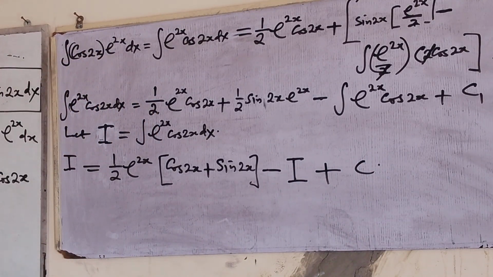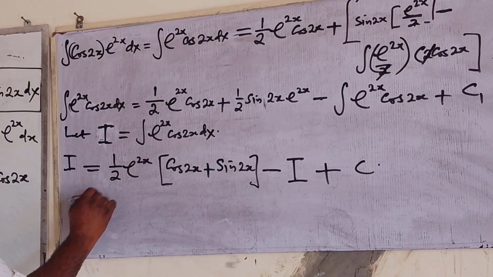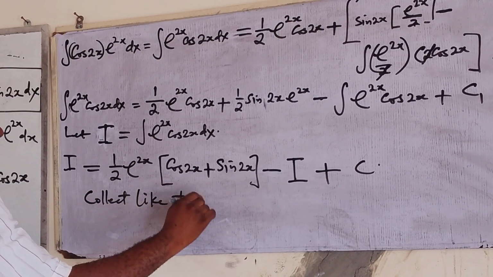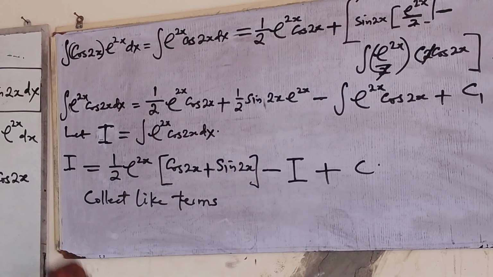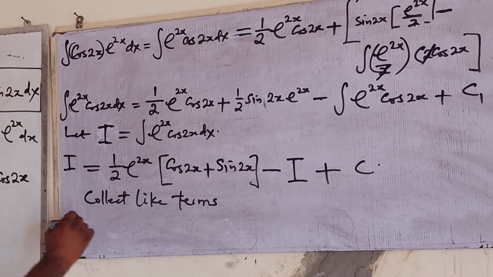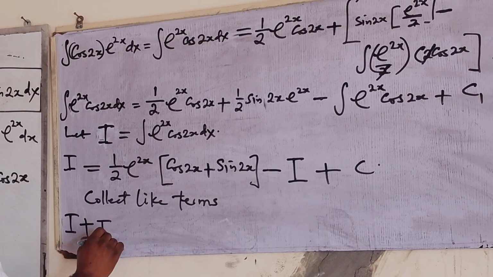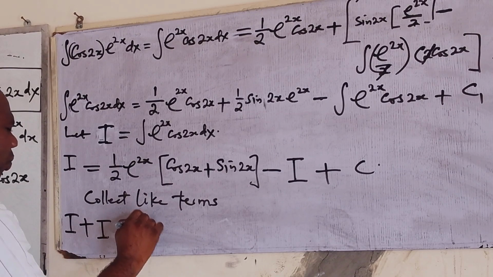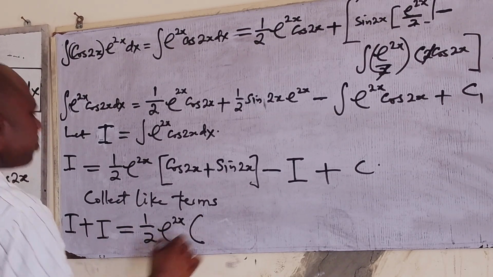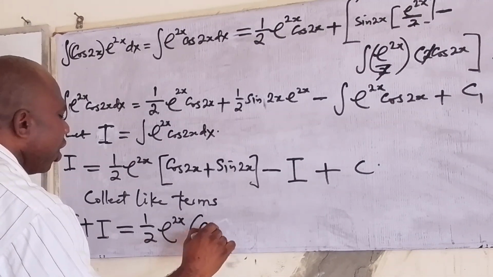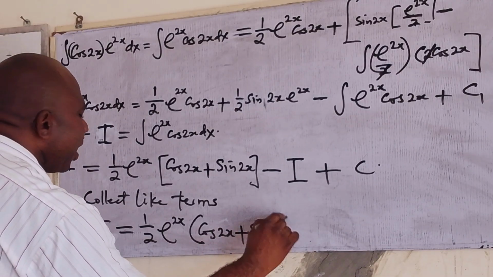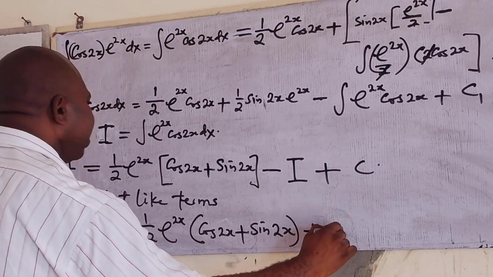So in this case, I want to collect like terms. Now collecting like terms, collecting the I. So here we have I. When you bring this minus I to the left hand side, it becomes plus I. And that will be equal to 1 all over 2 e raised to the power of 2x in brackets, cos 2x plus sine 2x, then plus C.